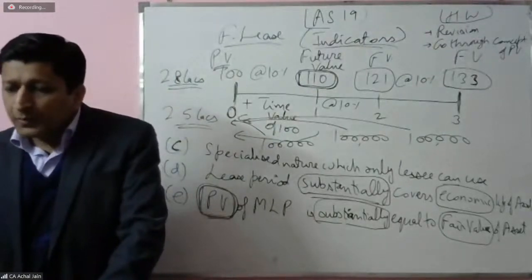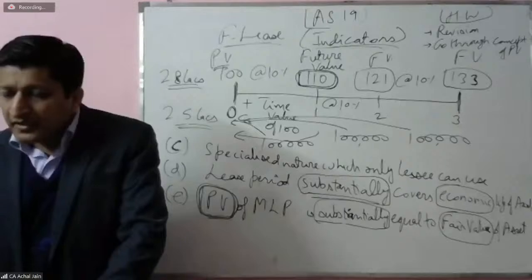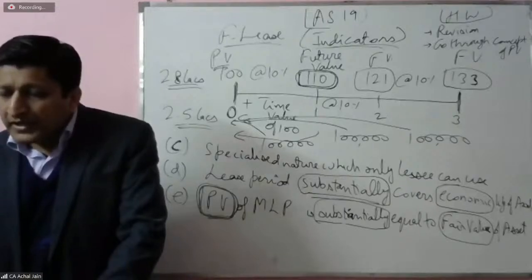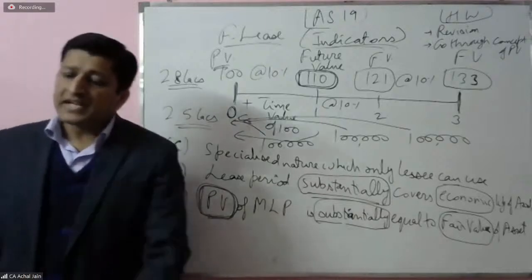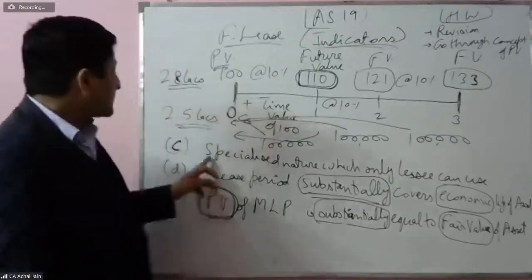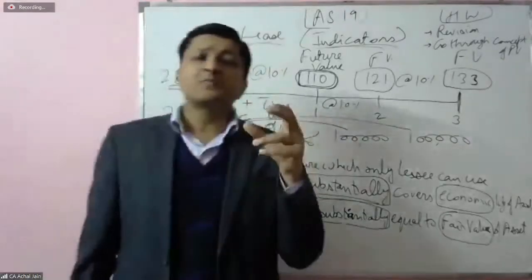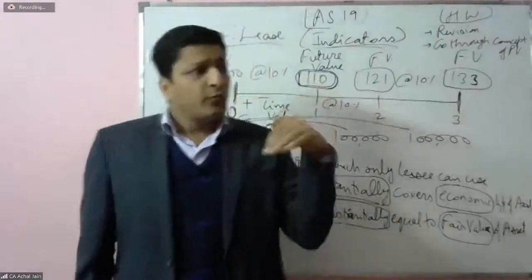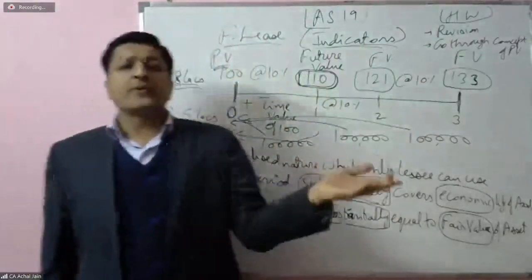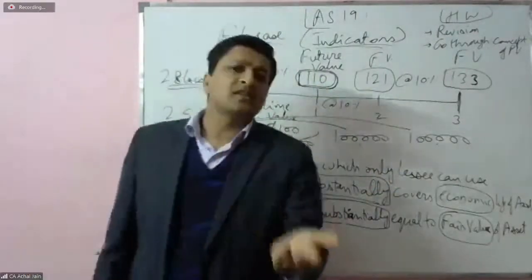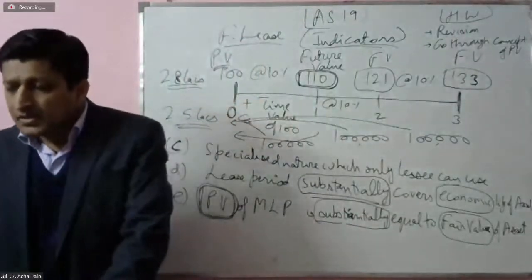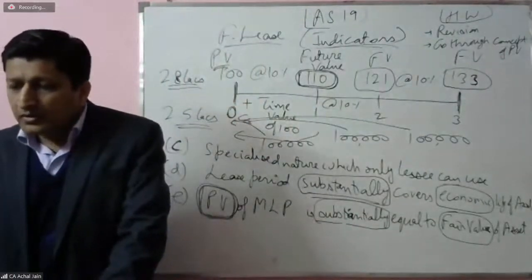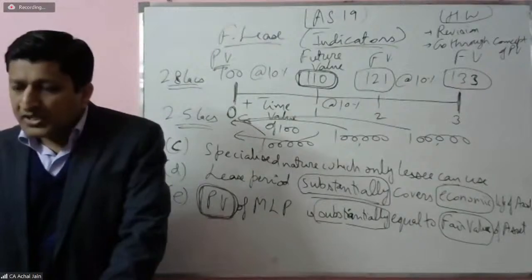Saloni is asking, can you please explain point C in case of lessor in MLP? In case of lessor in MLP, see, point C is about a specialized type of asset. Whether you take it from the perspective of lessor or lessee, it doesn't change. It remains the same. Jay is clear on this. Very good. Yes, Pooja, the next class is next Sunday.